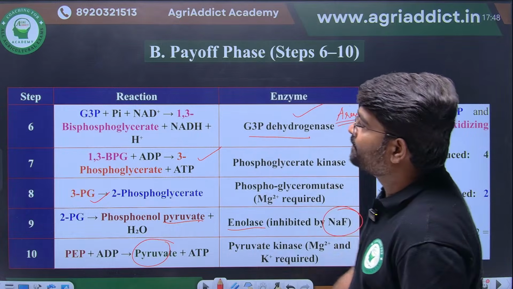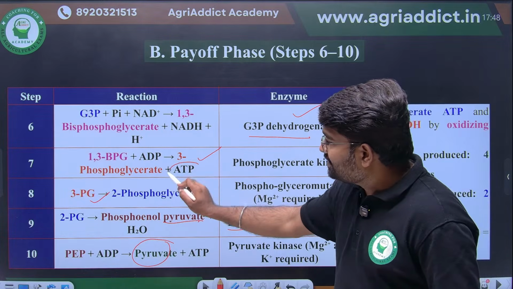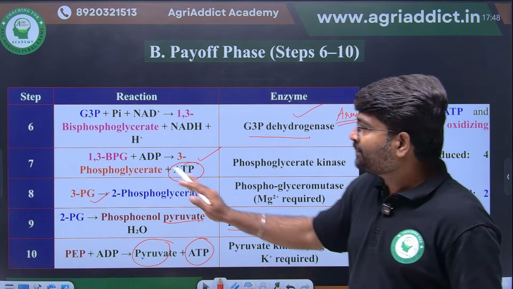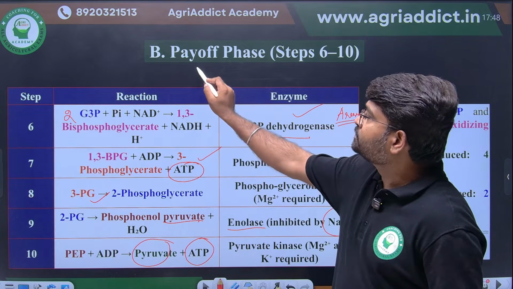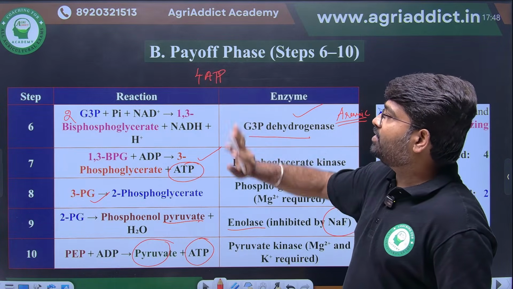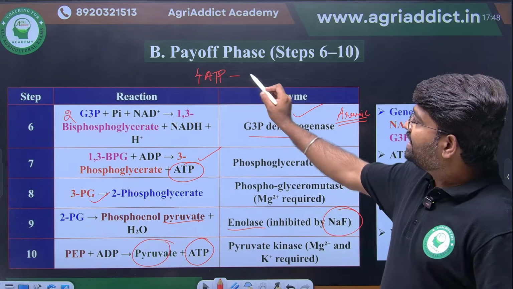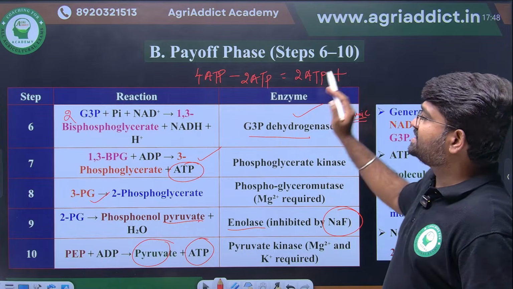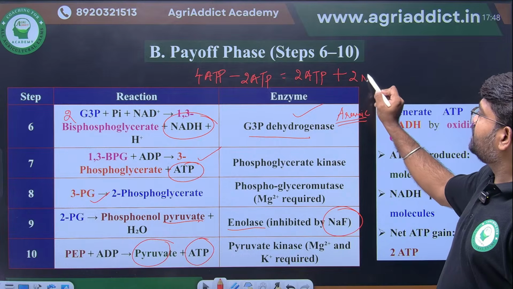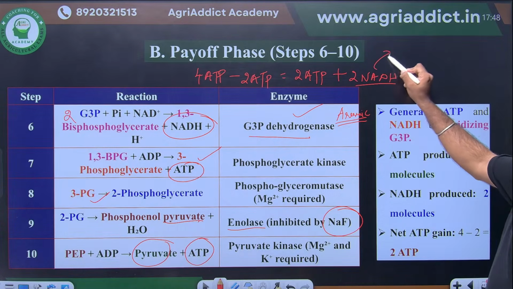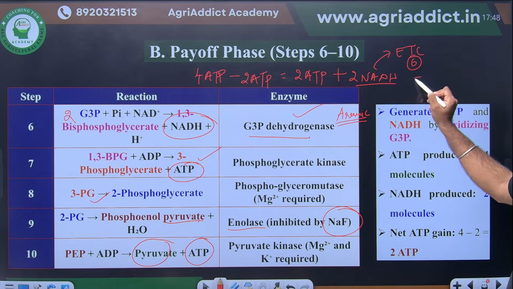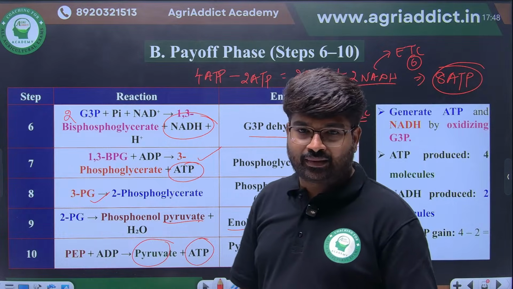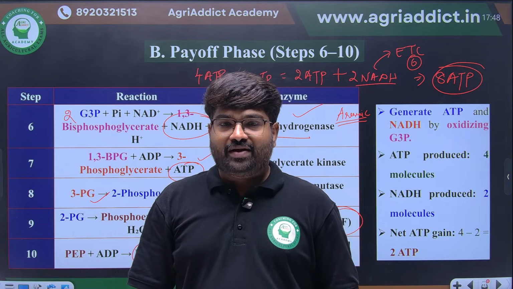If you see here in the payoff phase, if 1 molecule of glyceraldehyde 3-phosphate is going, 2 molecules of ATP will be formed. For 2 molecules of glyceraldehyde 3-phosphate, 4 ATP will be produced in the payoff phase. For the net gain, 2 ATP are utilized in the preparatory phase, so a total of 2 ATP will be there. Along with that, 2 molecules of NADH will be produced. If this NADH enters the electron transport chain, it will produce 6 molecules of ATP. A total of 8 ATP will be produced from glycolysis.